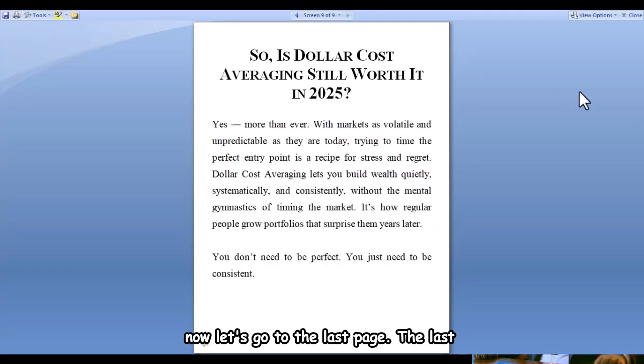So now let's go to the last page. The last page here says, so is dollar cost averaging still worth it in 2025? My answer will be yes, more than ever.